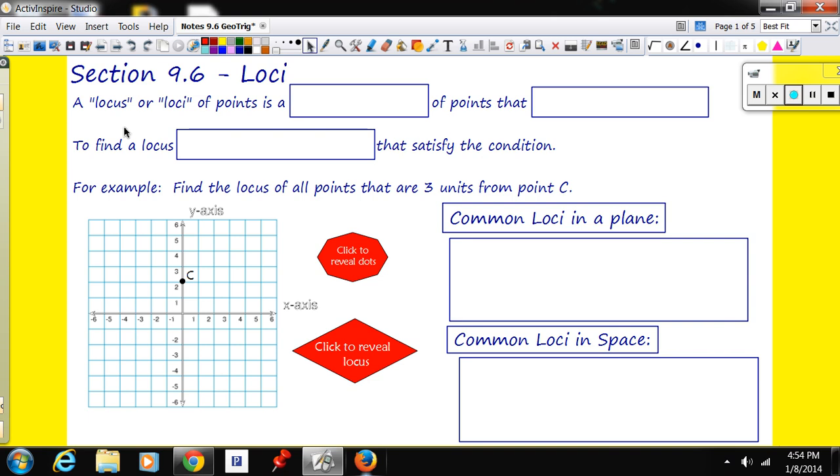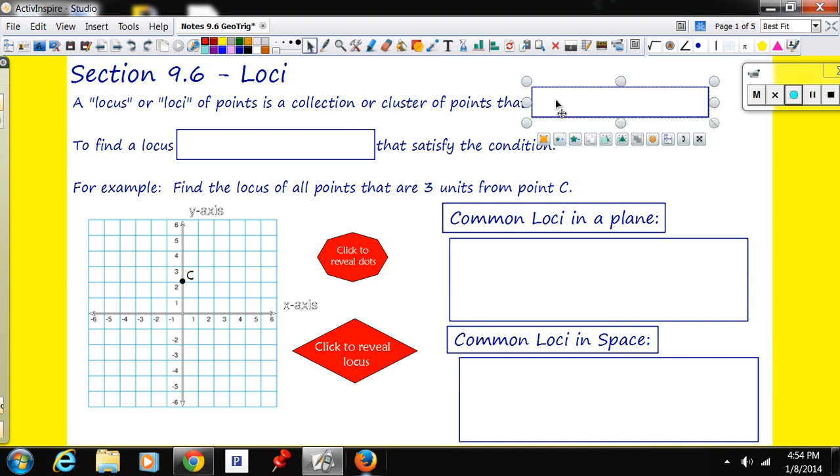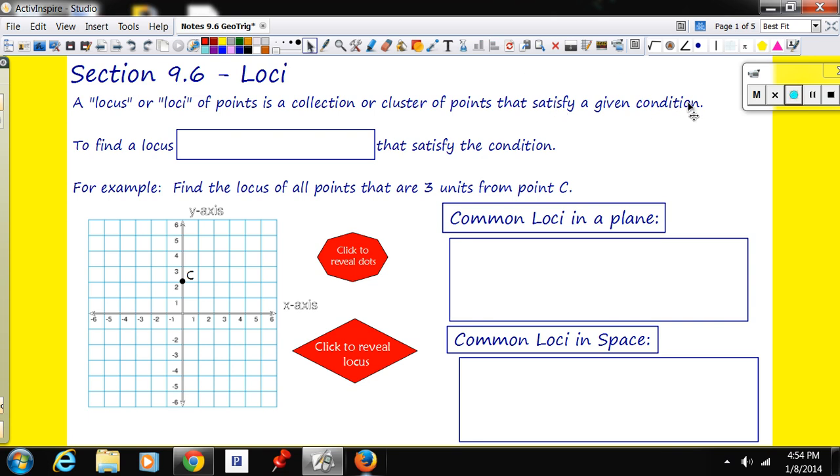A locus or loci of points is a collection or cluster. So if you throw down a bunch of points, all of them satisfy a certain given condition. It's a collection or cluster of points that satisfy a given condition. To find the locus, draw or describe the points that satisfy the condition. This probably doesn't even make sense to you yet. It'll make sense as soon as you see the examples down here.